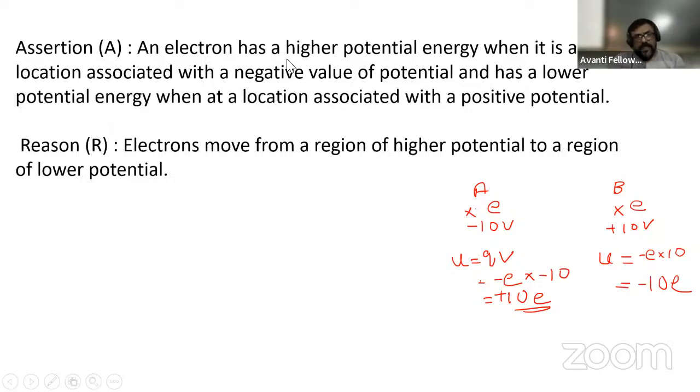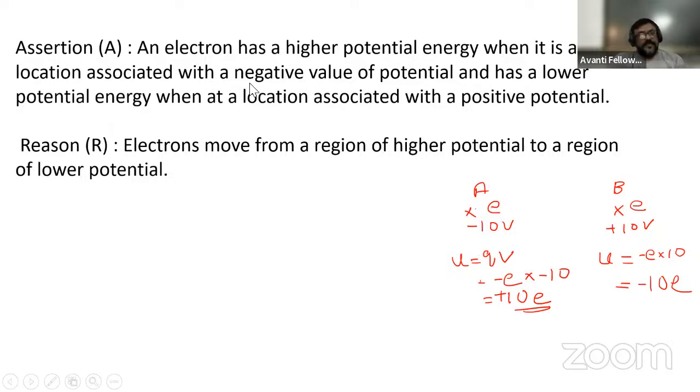An electron has a higher potential energy when it is at a location associated with a negative value of potential, and has a lower potential energy when it is at a location associated with a positive potential. Definitely, when it was at this negative potential location, it has an energy of 10 eV. But when it is at a positive potential, it has an energy of only negative 10 eV. Definitely, at this point, the electron has more energy.